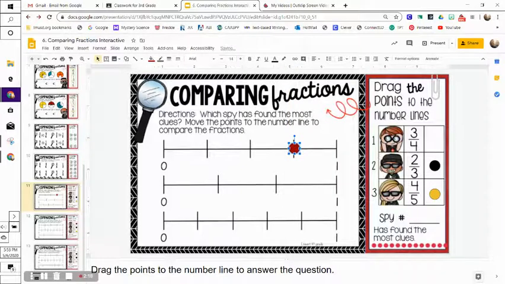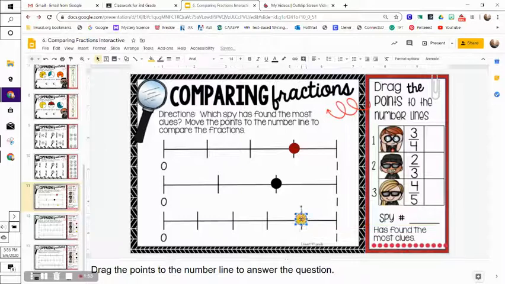Here, my little guy in the sunglasses, he found 2/3 of the clues. So I'm going to take this dot. Here would be 0. Here's 1/3. Here's 2/3. Okay. And my cute little girl at the bottom here with the sunglasses, she found 4/5 of the clues. So I'm going to take this yellow dot and I'm going to find where 4/5 would be. Here's 0. Here would be 1/5, 2/5, 3/5, 4/5.